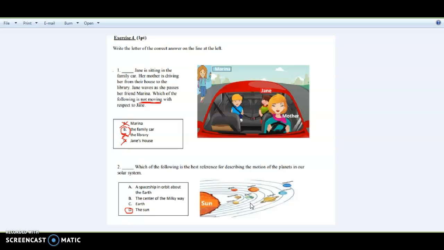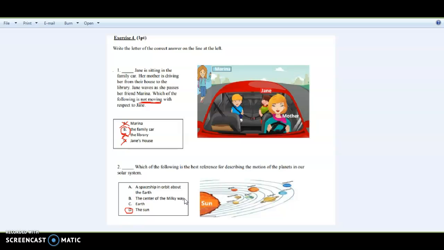So it's not really convenient to describe the motion of the planets with respect to it. It's possible, but not that convenient. Now, B, the center of the Milky Way. The Milky Way is actually a huge space that our solar system is just part of, and the planets are part of the solar system. So the planets are also considered negligible with respect to the whole Milky Way. And actually the center of the Milky Way could not really be determined. So it's not convenient to choose the center of the Milky Way to be the frame of reference.